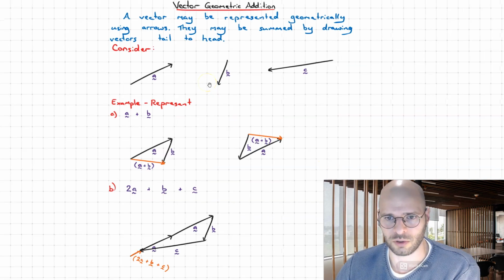So in summary, what we had a look at in this video was how we can geometrically add vectors together, where the method we employ is we draw the vectors where we line them up tail to head. So you simply get your vector you start with, you draw it, and then you get the subsequent vector and you put the tail on the head of the previous one.